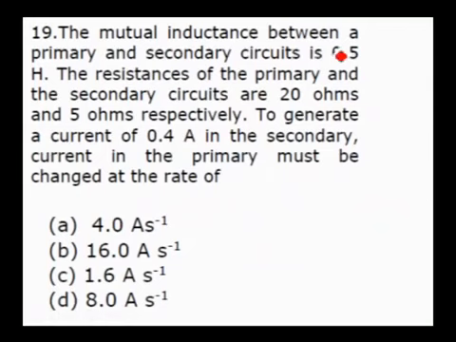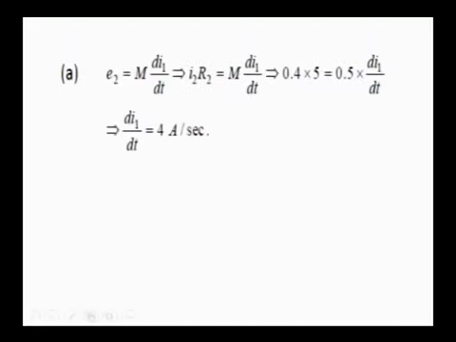Next, the mutual inductance between primary and secondary circuits is 0.5 Henry. Just notice this: the primary circuit resistance is 20 ohm and the secondary circuit resistance is 5 ohm. To generate 0.4 ampere in the secondary coil, the primary current should change at the rate of... We have an expression here. The induced EMF in the second coil is M into the rate of change of current in the first coil.